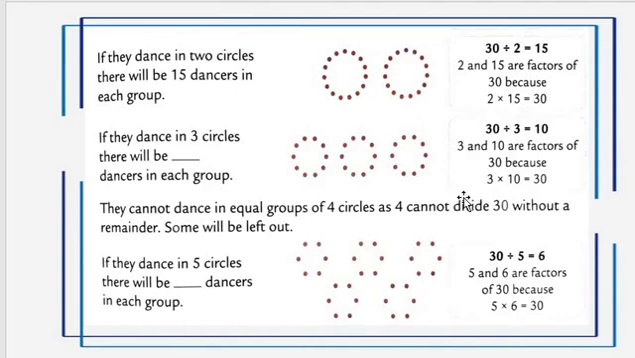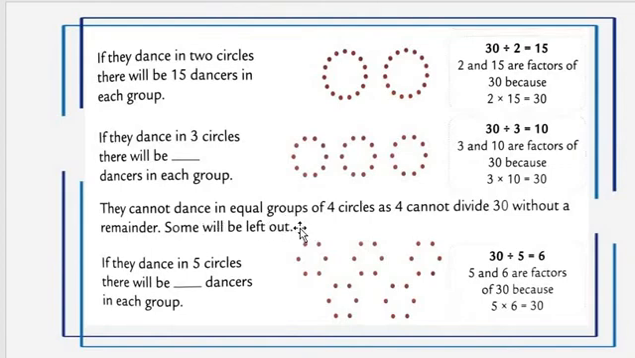So the dancers cannot be in equal groups of 4 circles, as 4 cannot divide 30 without a remainder. But here, don't forget to put the answer. How many dancers in each group? There will be 10. 10 plus 10 is 20, 20 plus 10 is 30. 10 plus 10 plus 10 makes 30. And how many circles does it make? 3 circles. Understood?